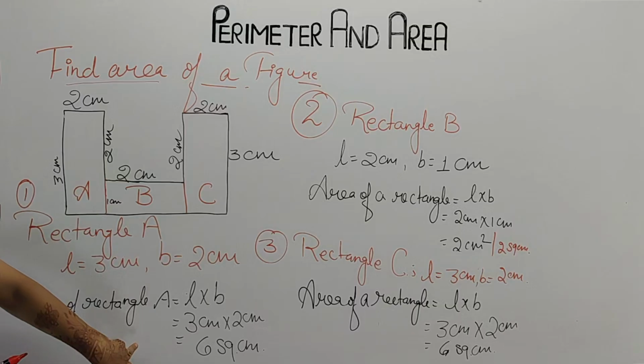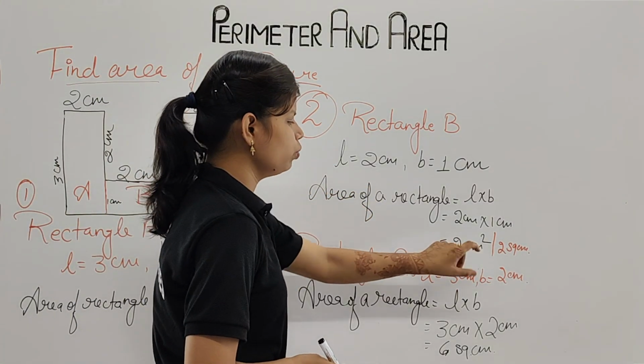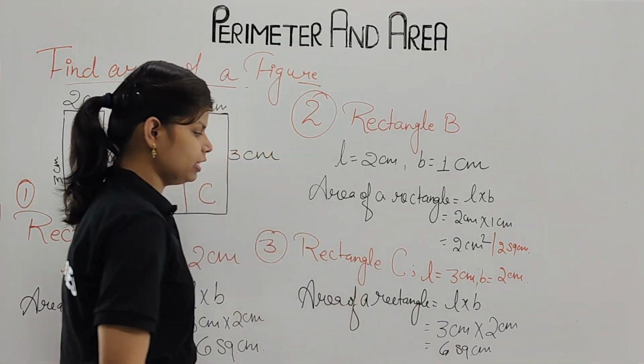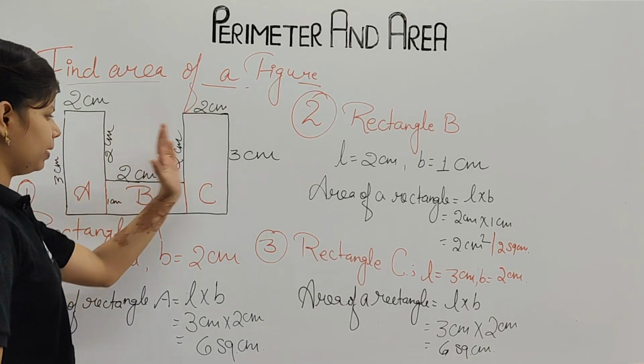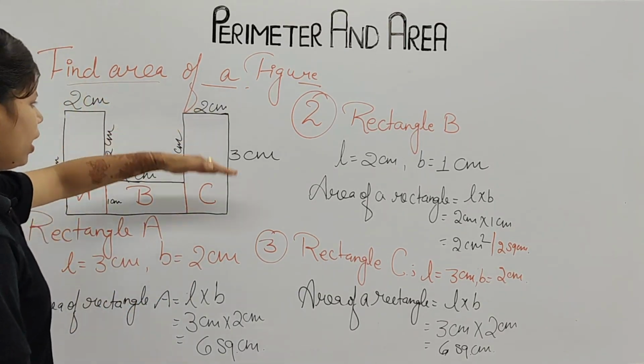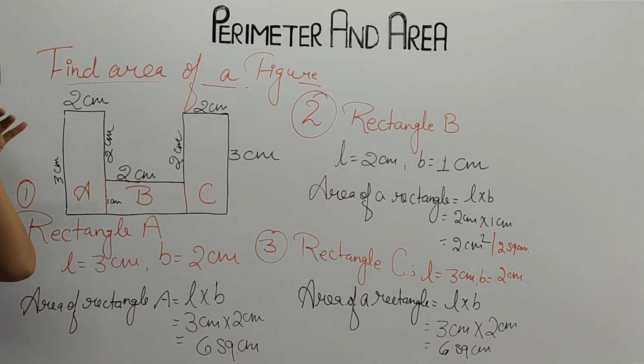Clear? Area of rectangle A is what? 6 square centimeter. Area of rectangle B is what? 2 square centimeter. And area of rectangle C is what? 6 square centimeter. Children, now we have found them separately. At the last we are going to add all the parts. So please note it down till here. Then we are going to do the last part of this one.